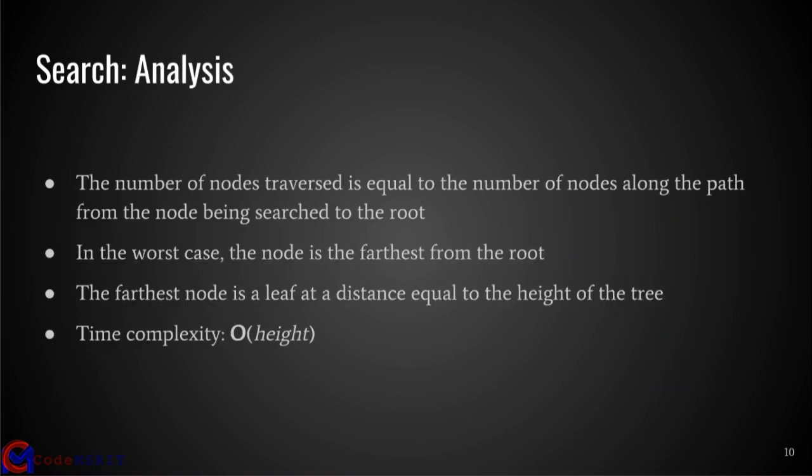Let's take a look at a few observations on the search algorithm. All the nodes from root to the node being searched for, are visited exactly once. In the worst case, we'll have to traverse till a leaf that is the farthest from the root, thereby visiting the number of nodes equal to the height of the tree. So, the worst case time complexity is big O of height.